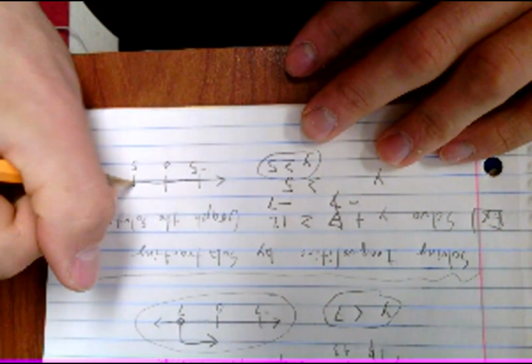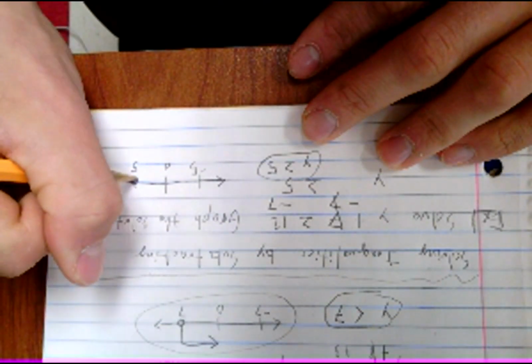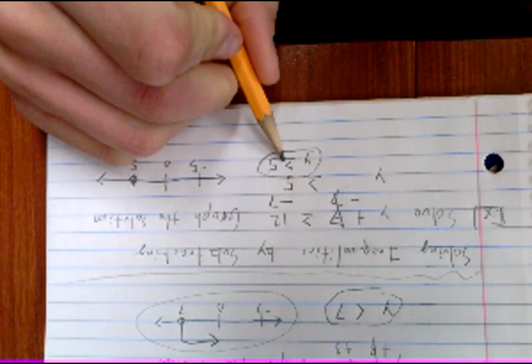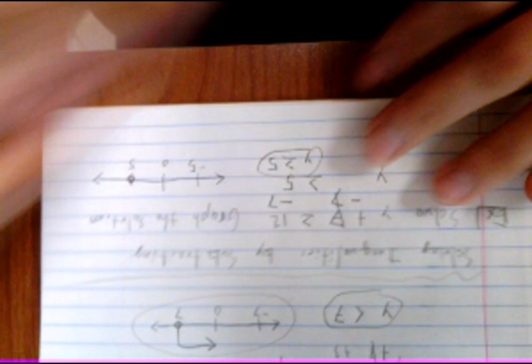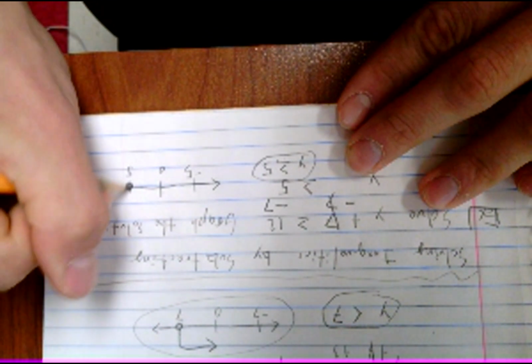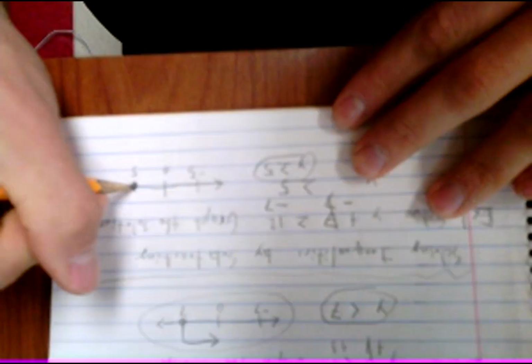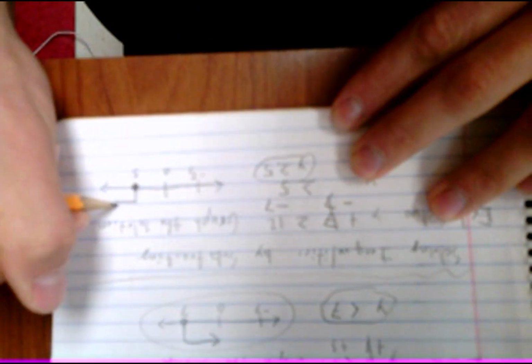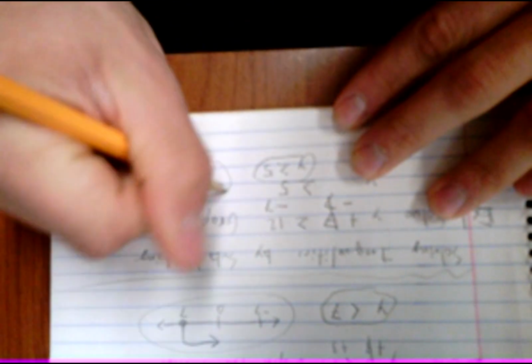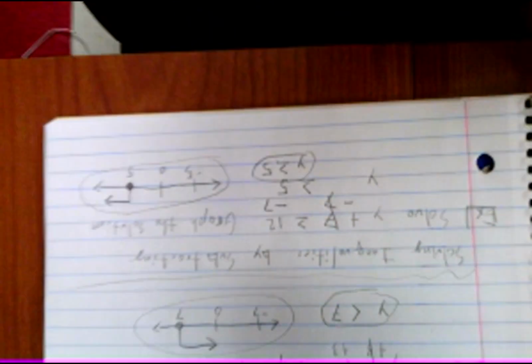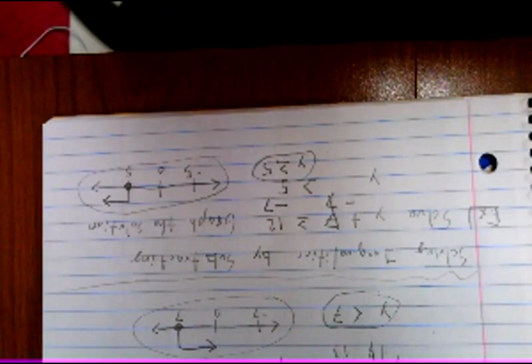I'm going to put a circle at 5 because it's greater than or equal to. The equal to tells us to fill in this circle. Greater than tells us to point our arrow to the right. And that is the solution for example 2.